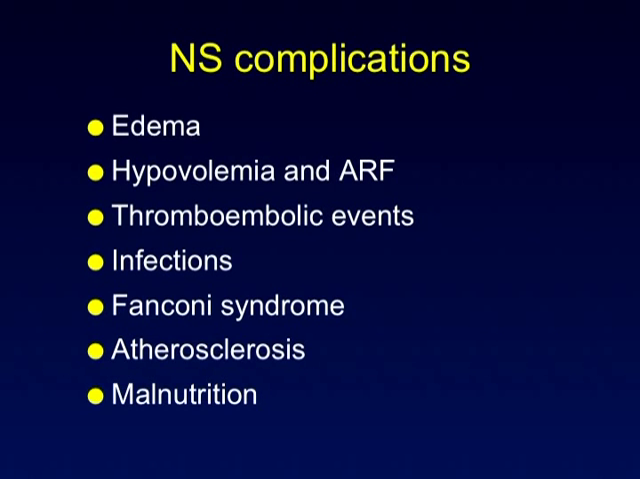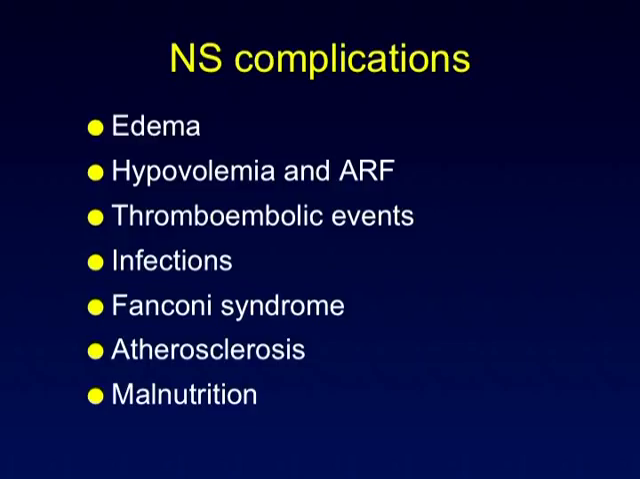It can have different complications. The most common will be edema. Sometimes patients can be hypovolemic because they don't have enough oncotic pressure, and they develop acute kidney injury. Thromboembolic events: if they're wasting a lot of their coagulation proteins in the urine, they'll get abnormalities in the balance of coagulation proteins and may become thromboembolic.